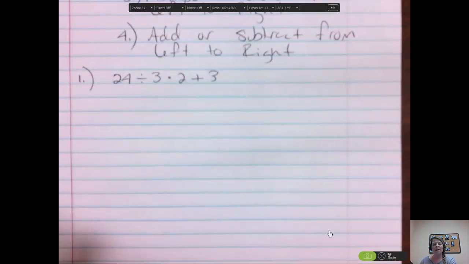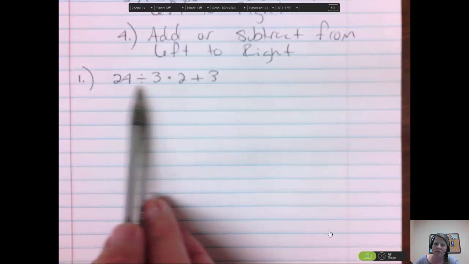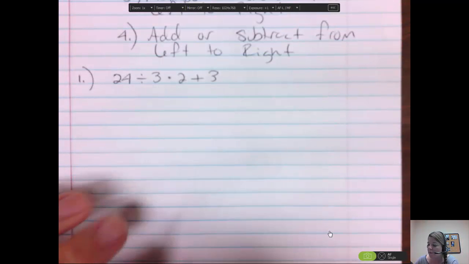What do I do first? No parentheses, no exponents. So we're going to multiply or divide, whatever we see first from left to right. So we see the division first. 24 divided by negative 3 is going to give us negative 8.